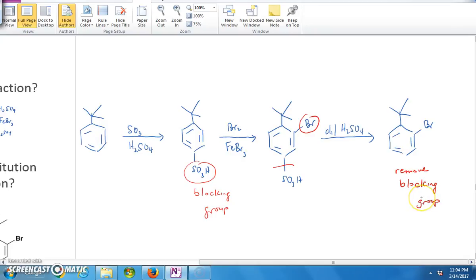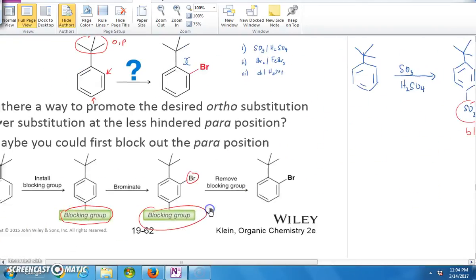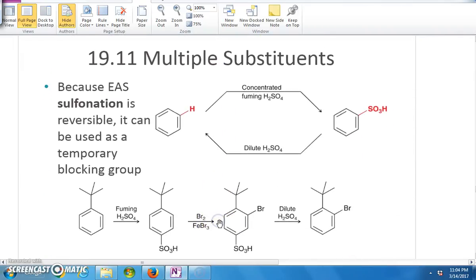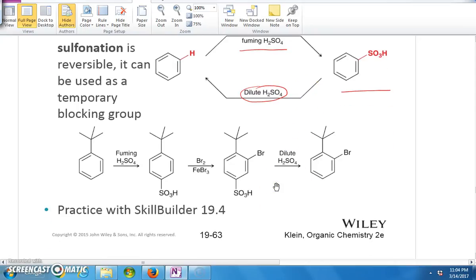Okay. So that's basically how you do it. A great way to block is to do a sulfonation, which you can carry out with fuming sulfuric acid or concentrated fuming sulfuric acid. You get the benzene sulfonic acid, and then you use dilute sulfuric acid to remove it. So basically that is what is being described here.